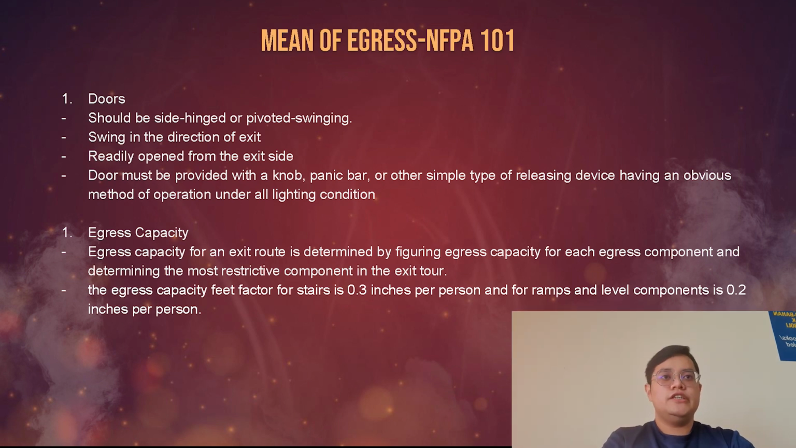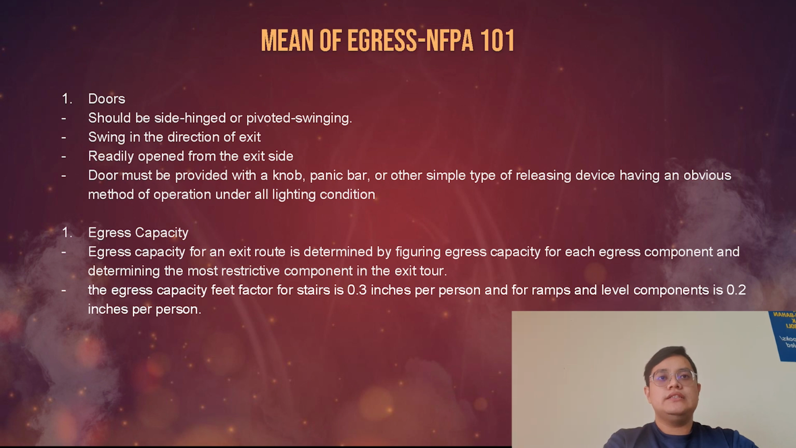Based on means of egress and NFPA 101, the first thing highlighted is the doors. The design of the doors should be side hinged or pivoted swinging, and the doors must swing in the direction of exit. The door should also readily open from the exit side. Then the door must be provided with a knob, panic bar, or other simple type of releasing device having an obvious method of operation under all lighting conditions.